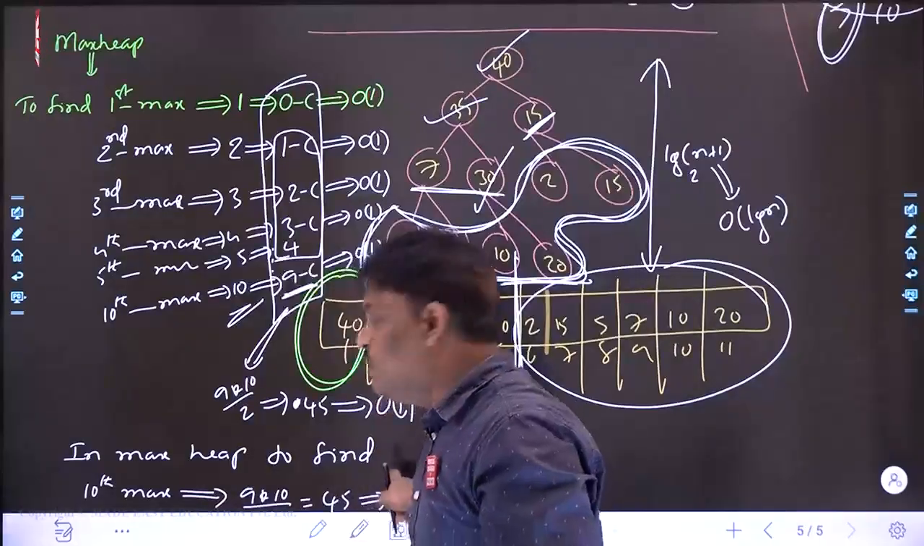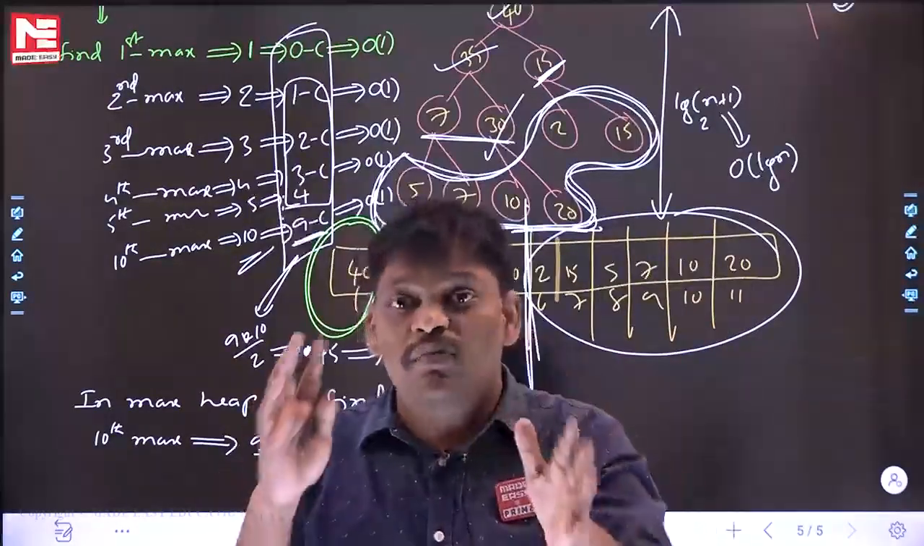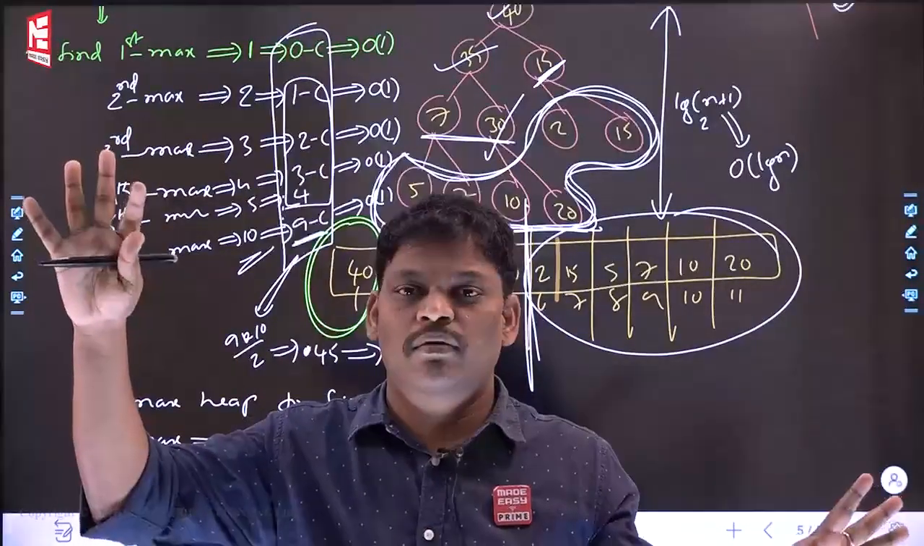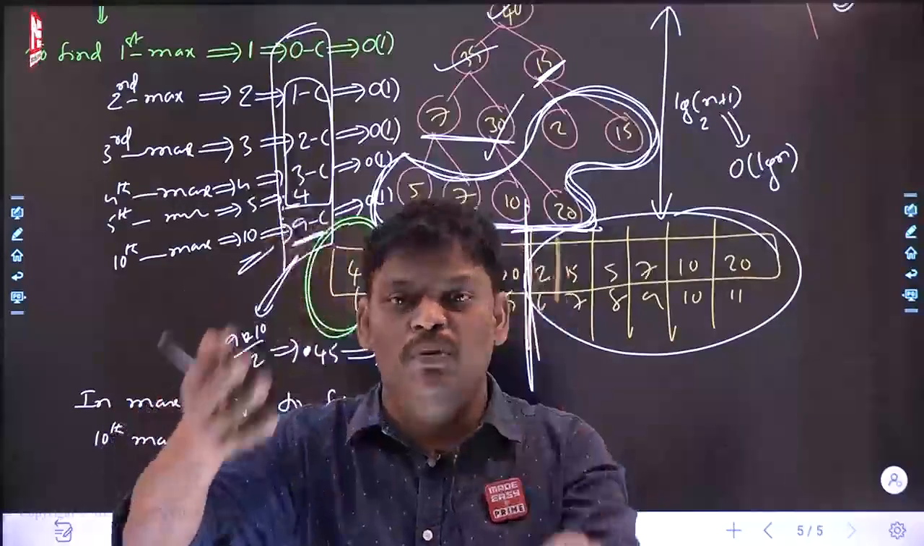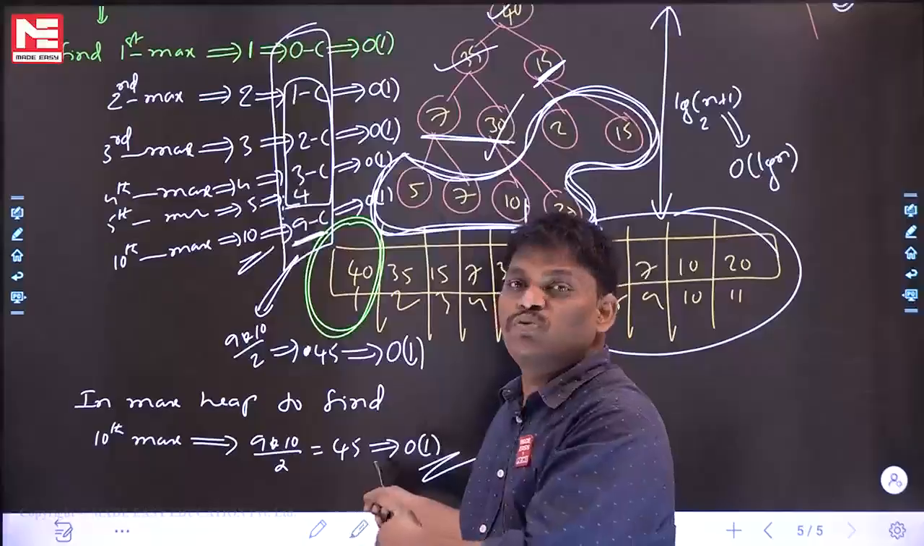Like this is n square. Right? So one more way is, let's see the possibilities. Max heap tree, I want to find out the minimum element. One way: find out the first maximum, second maximum, third maximum, which will go to n square.